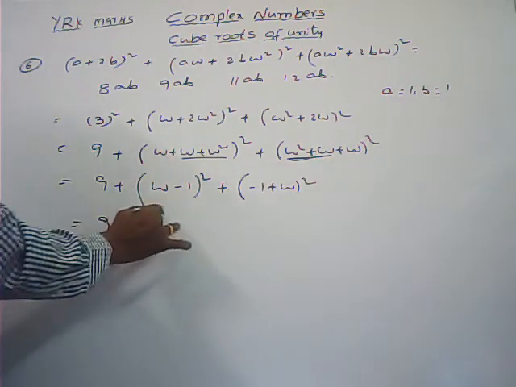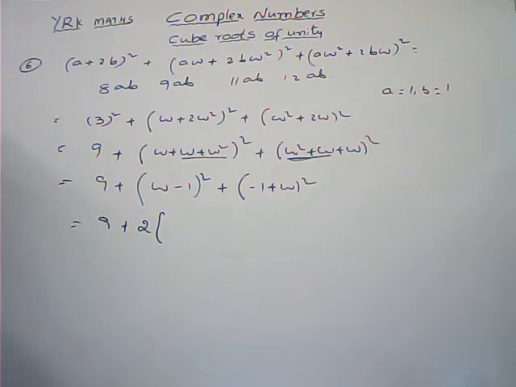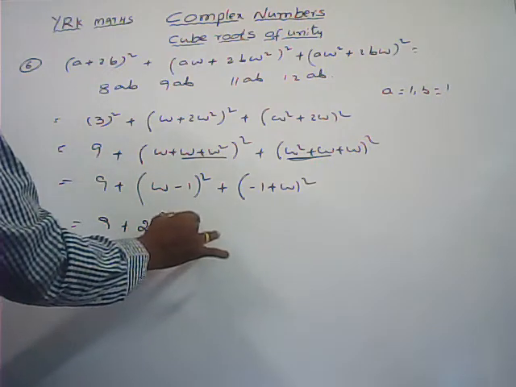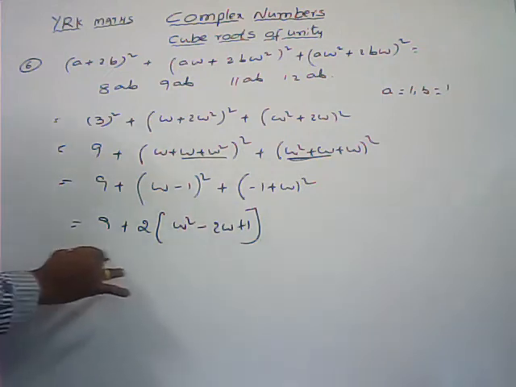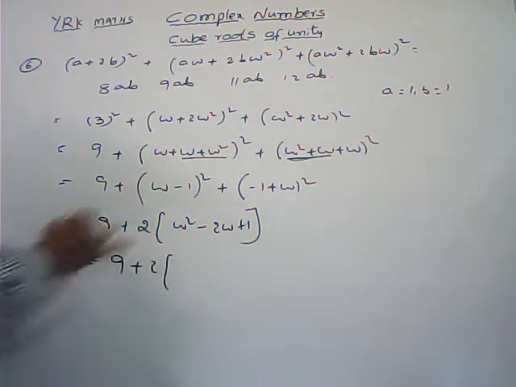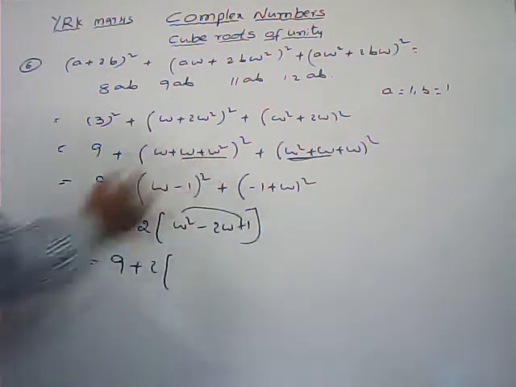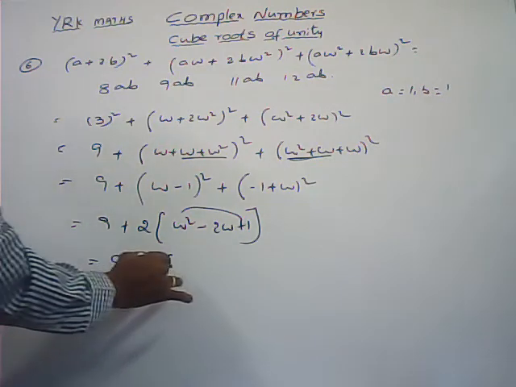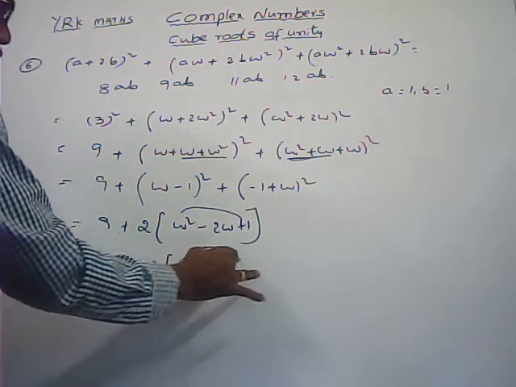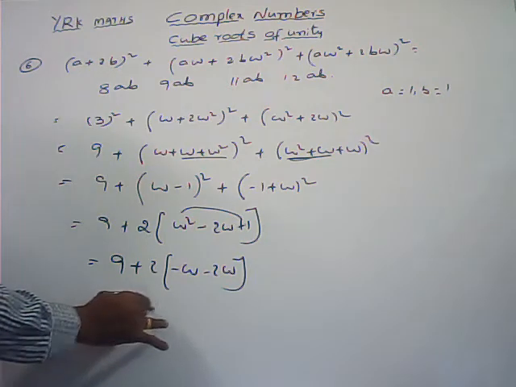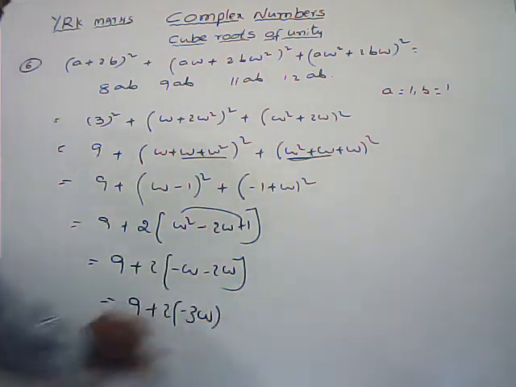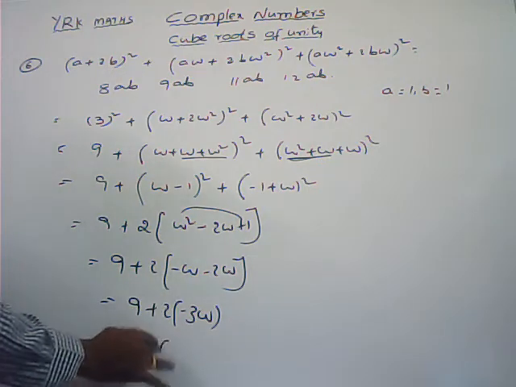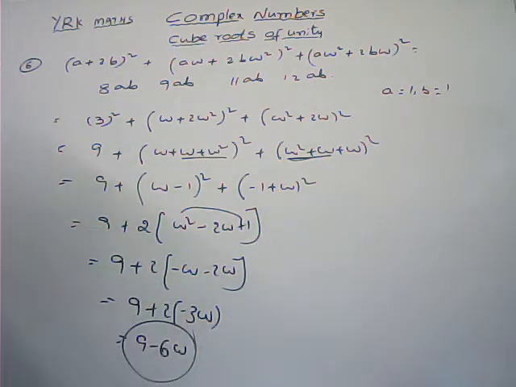2 into, expand this one, omega minus 1 whole square: a square minus 2ab plus b square. That is equal to 9 plus 2 into, and again 1 plus omega square, that is minus omega, minus 2 omega. That is equal to 9 plus 2 into omega, this is minus 3 omega. That is equal to 9 minus 6 omega. That is the simplest value of that one.